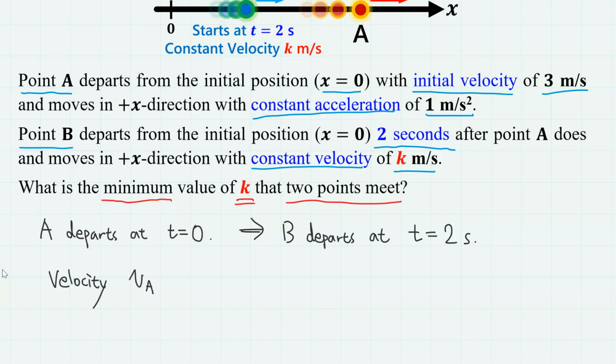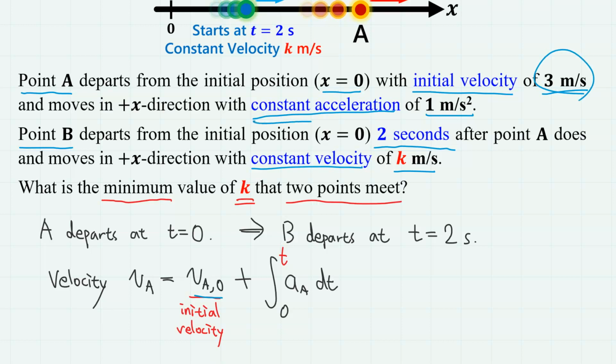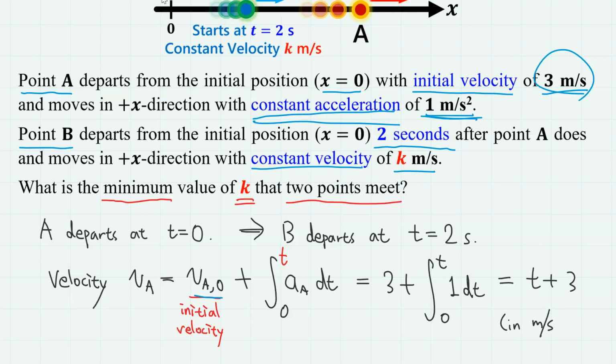First, point A. The velocity of point A, denoted by VA, can be obtained by VA0, the initial velocity of point A, plus the integration of acceleration of A over time from t equals 0 to an arbitrary time t. Here, the initial velocity is given as 3 meters per second, and we have a constant acceleration of 1 meter per second squared. So we have 3 plus integral 1 dt from 0 to t, which gives t plus 3.